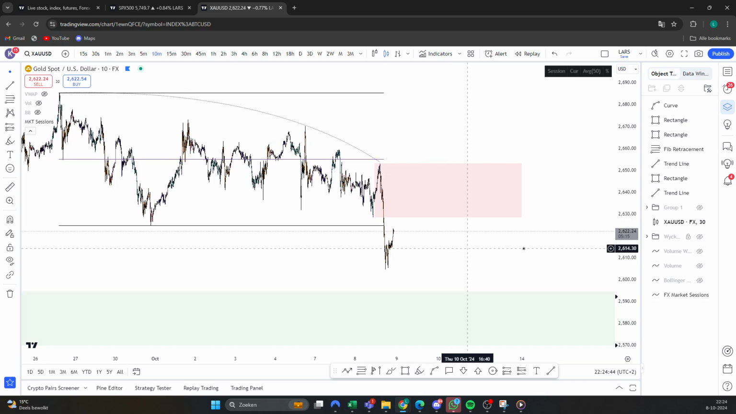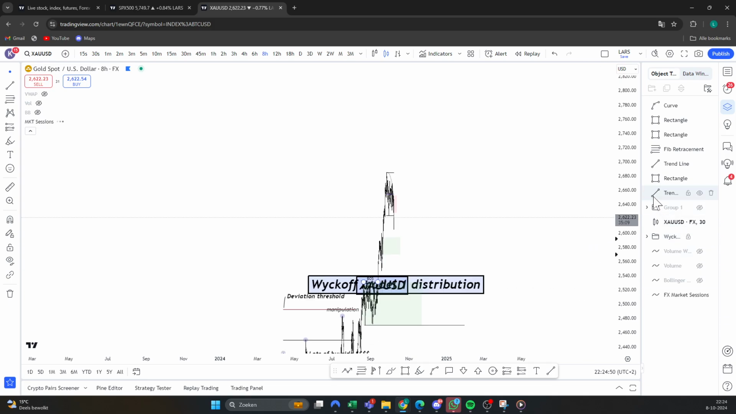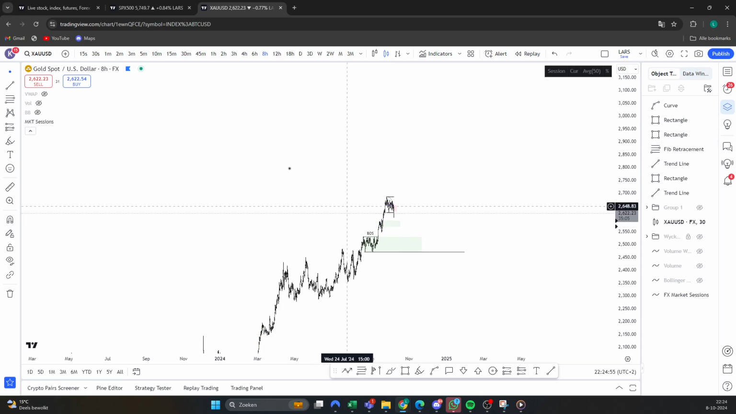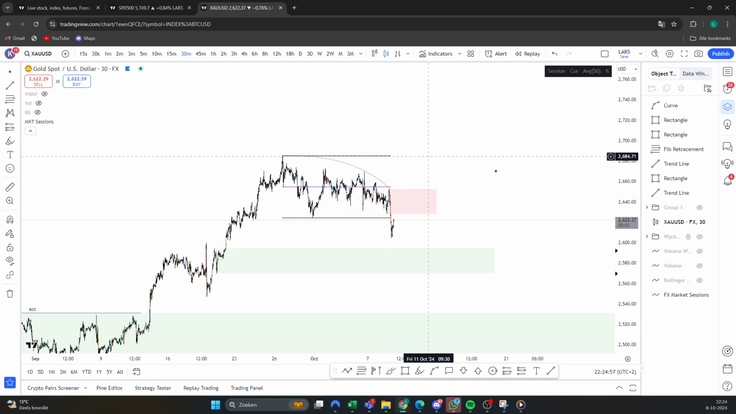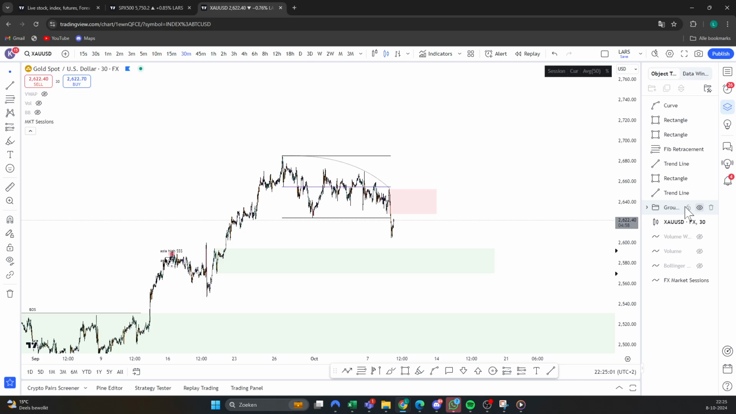So I don't know what this box is. Maybe from one of the tutorials of the TCT. Oh yeah, let me put that away. So I can actually delete that now. Remove them. What is this other group? Yeah, I can remove those now.